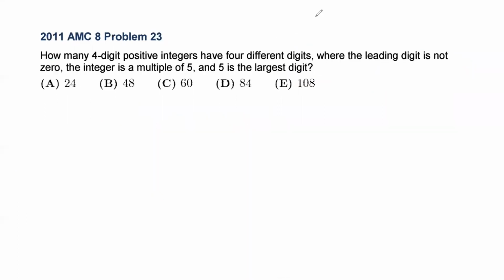Okay, next question here. How many 4-digit positive integers have 4 different digits, where the leading digit is not 0, the integer is a multiple of 5, and 5 is the largest digit? So this is, once again, another wordy problem. You're going to have to try to break the words down into numbers. I'll give you guys a few minutes for that.